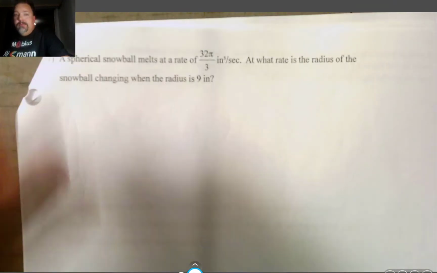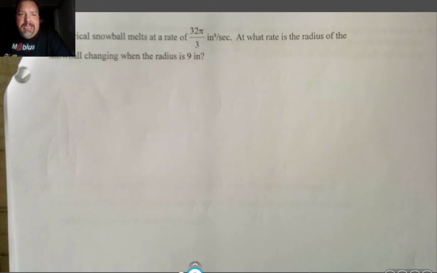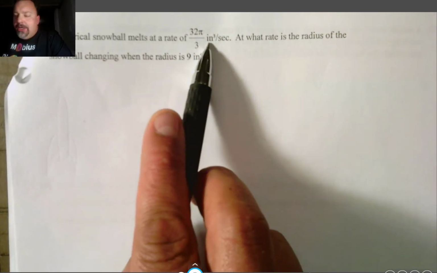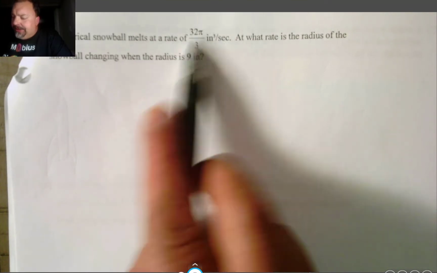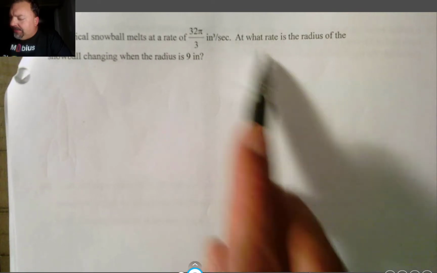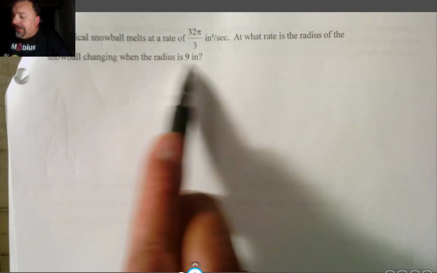Okay, number 11. All right, here's number 11. We have a spherical snowball, and it's melting at a rate of 32 pi over 3 cubic inches per second. So, got to make sure when it gives you a rate, what is that rate talking about? And it says, at what rate is the radius of the snowball changing when the radius is 9 inches?